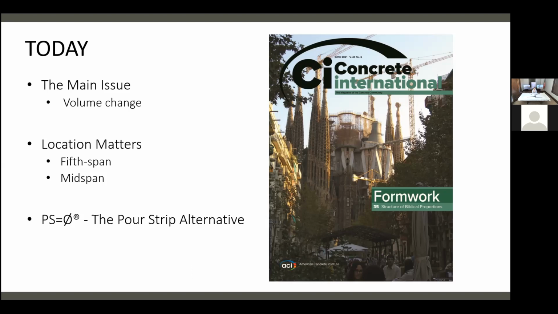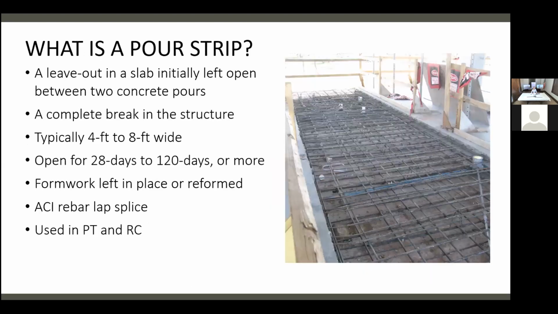The main issue is that location matters, and we talk about the different products on the market, mechanical couplers and lockable dowels. We really are talking to the engineers, because how the engineers design their pour strips and where they put them really dictates how the contractor has to build the structure. And it's not just a means and methods issue. So what's a pour strip?